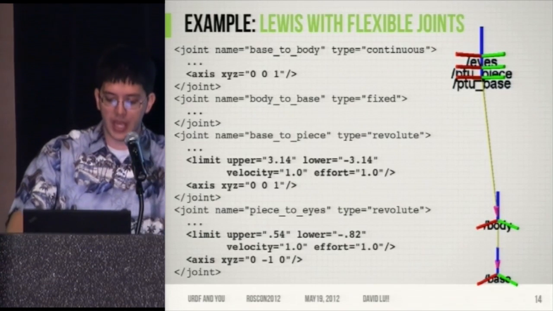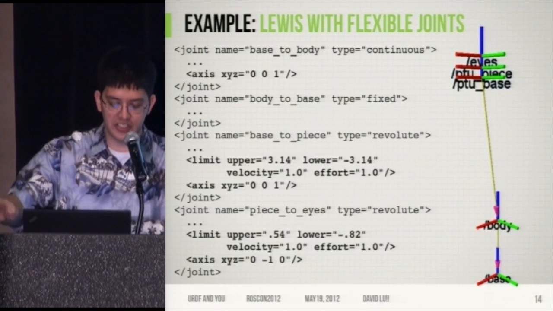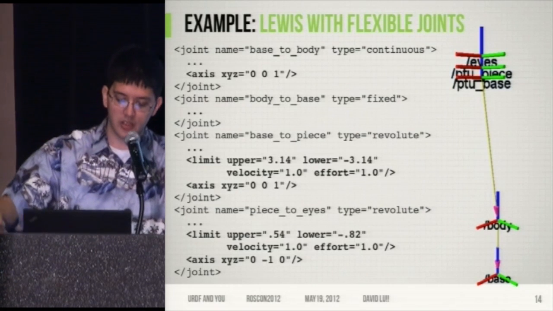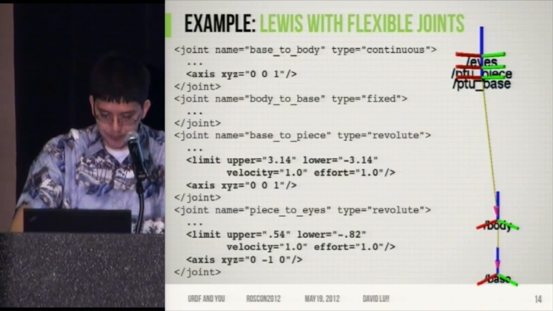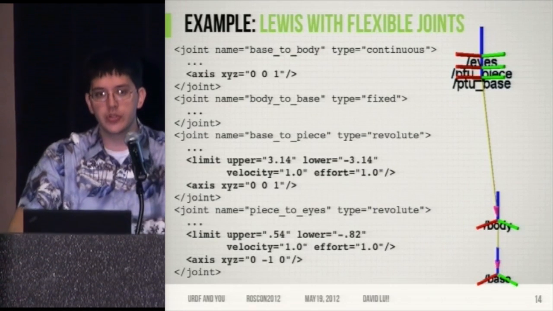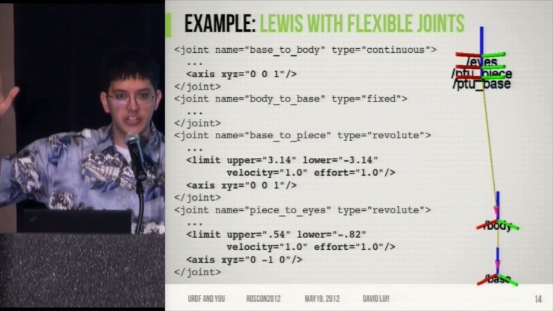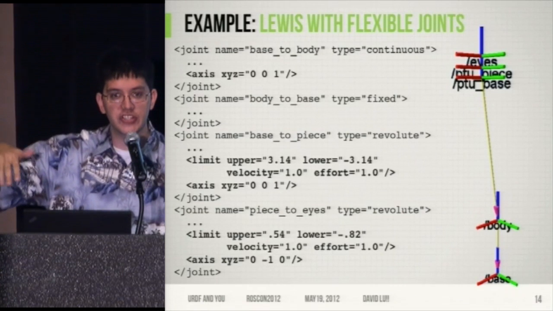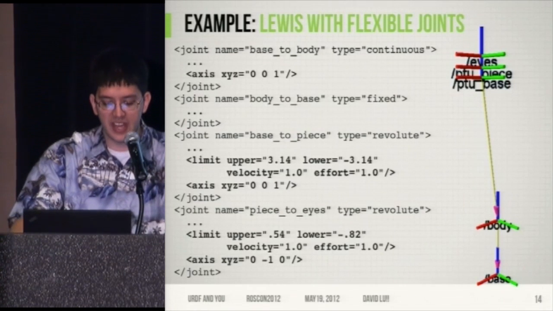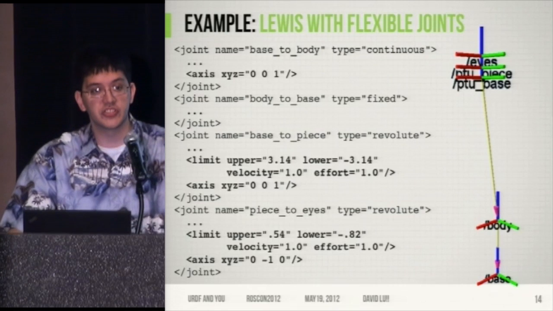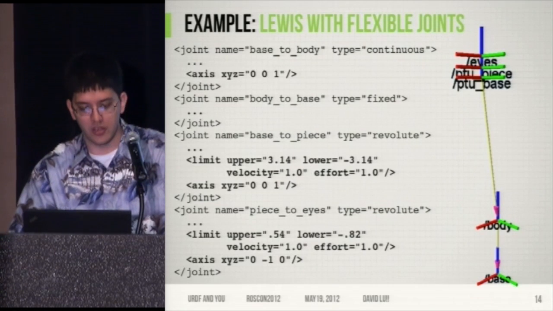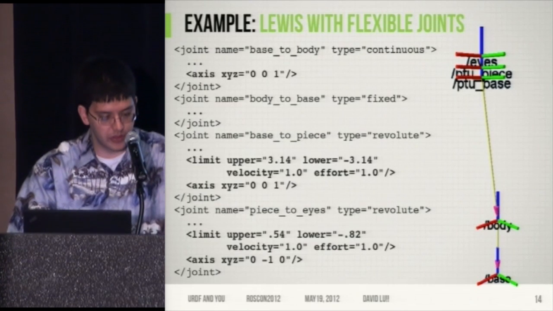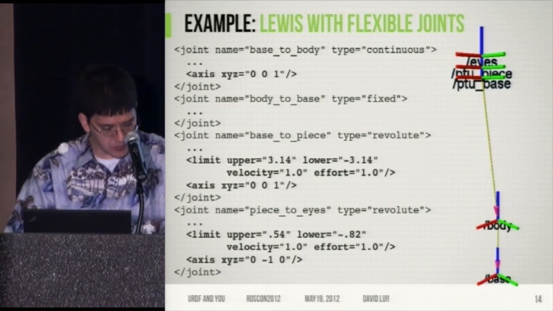And then finally, the tilt joint at the very top can go 0.54 radians up and 0.82 radians down. In order to get it so that the positive direction is up and the negative direction is down, we set the axis to the vector 0, -1, 0. And so this allows us to specify all of the geometry of this model.